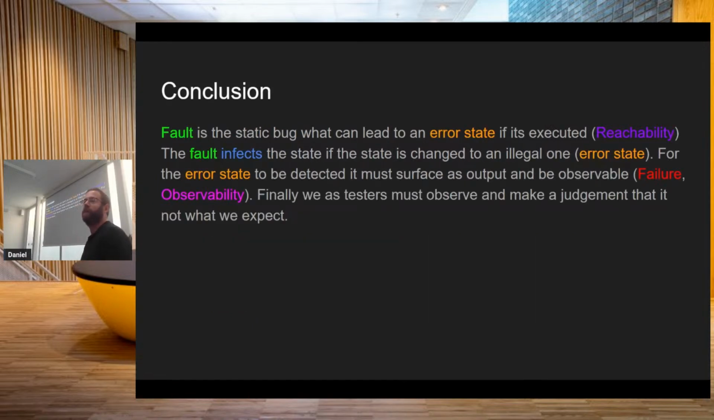Okay, so the conclusion here is that a fault is a static bug that can lead to an error state if it's executed, if we reach it. This was called reachability, right? We need to reach the part of the code. The fault itself infects the state, which is changed into an illegal one, an error state. For the error state to be detected, it must surface to the output and be observable. We call that a failure. An observable failure, and then an observed failure. Finally, we as testers must observe it. We need to look at this, and then we must make a judgment that it's not what we expected.